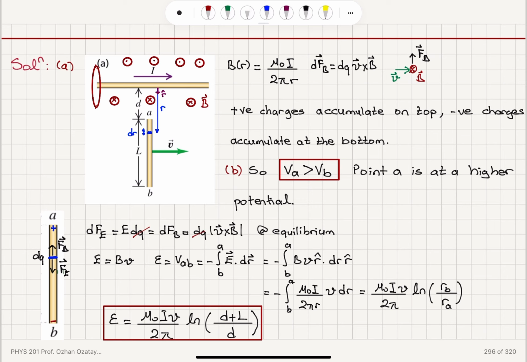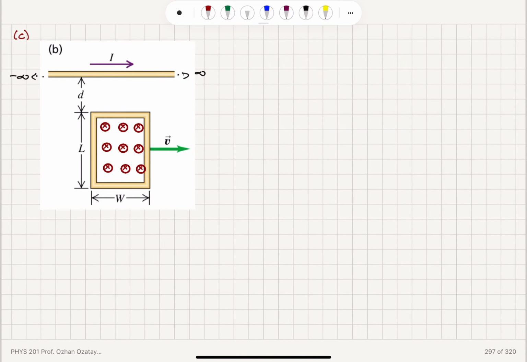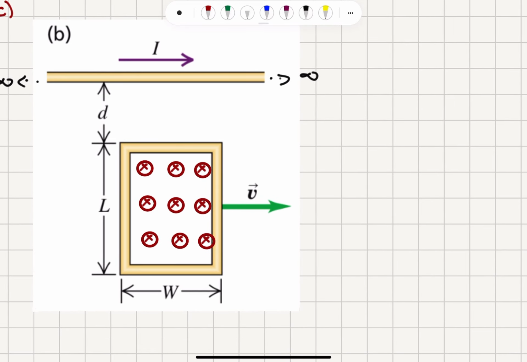All right, so let's look at part C of the problem. If the bar is replaced by a rectangular wire loop of resistance R, what is the magnitude of the current induced in the loop? Okay, so if I look at this situation here, the magnetic field created by this current is pointing into the page inside this loop. But as you can see, since this is an infinite wire, as this loop continues its travel from left to the right, the flux inside this rectangular loop is not changing at all.